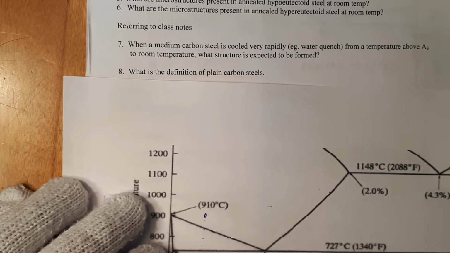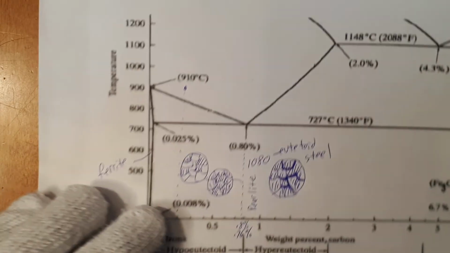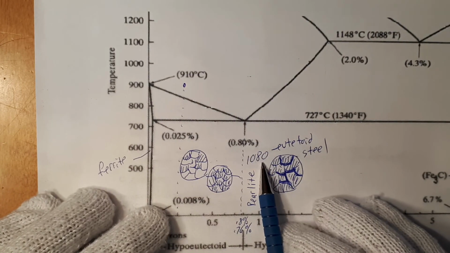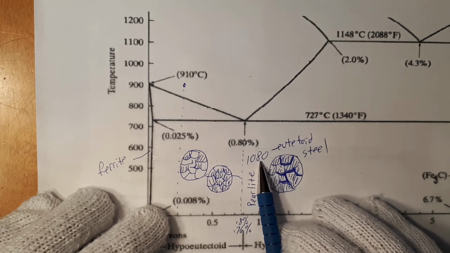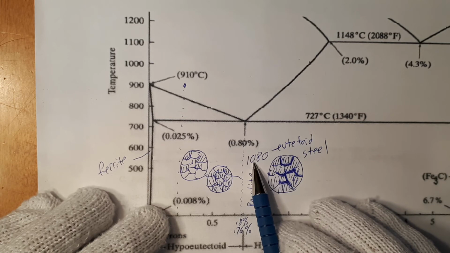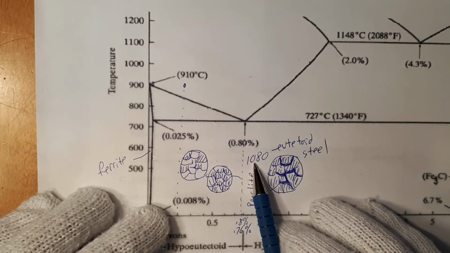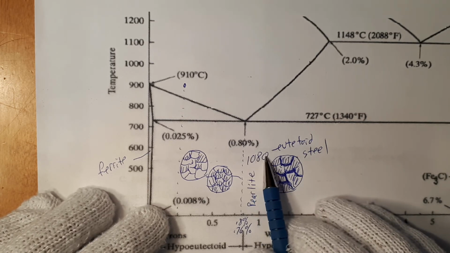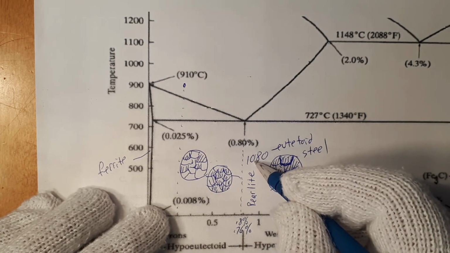What is the definition of plain carbon steels? This is a plain carbon steel right here. No alloys have been added to it. The 1 represents no alloys being added. The second number represents the percentage of alloy being added. In this case, it is 0. And the 80 represents 0.8% carbon.